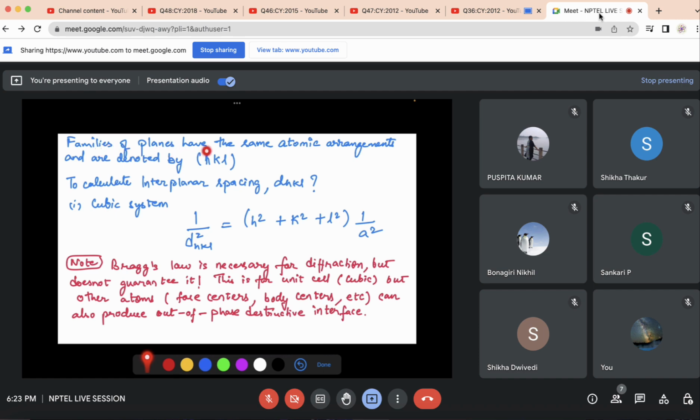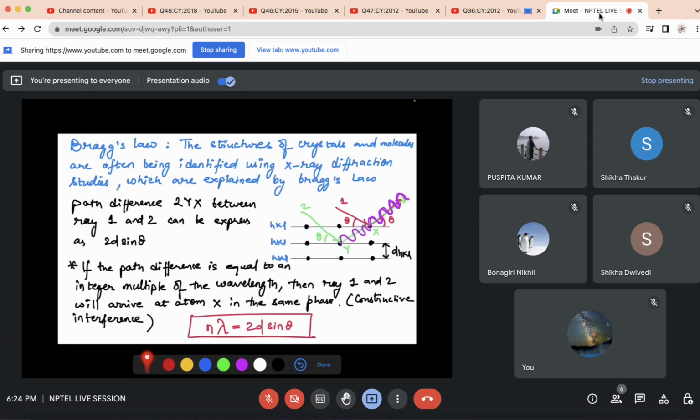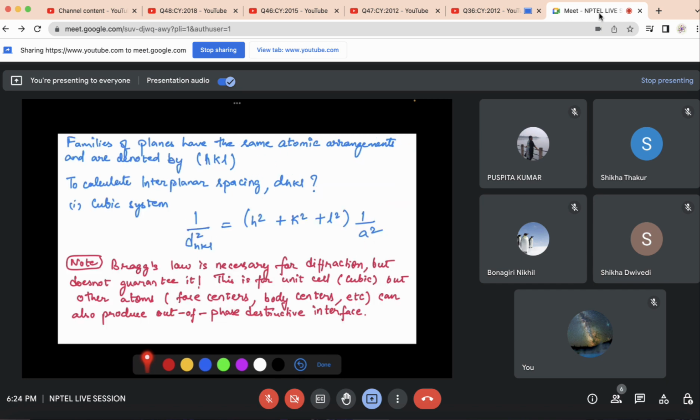So the families of planes have the same atomic arrangements and are denoted by HKL. These are the Miller indices that we talked about in the given problem, that is the planes that we are given. For example, here plane 1, plane 2, plane 3. These are the family of planes and they have the same atomic arrangement in layer 1, layer 2, layer 3, and hence they are denoted as HKL, where HKL are the actual Miller indices of each plane.